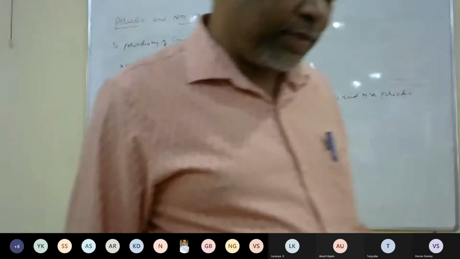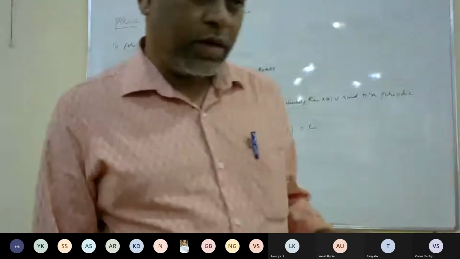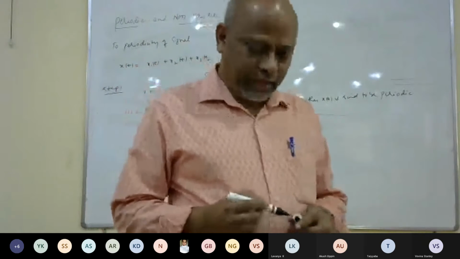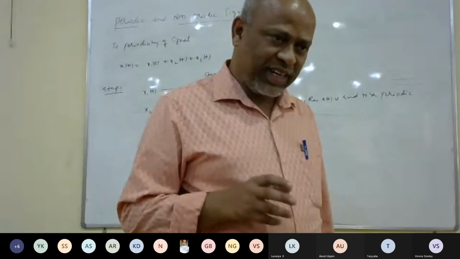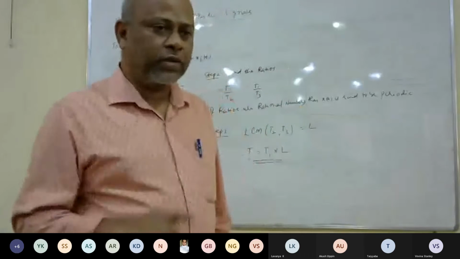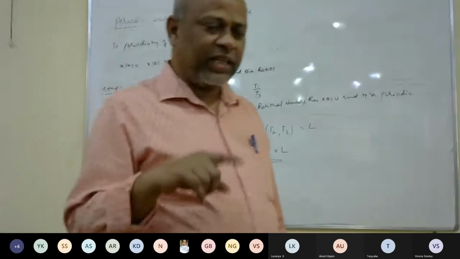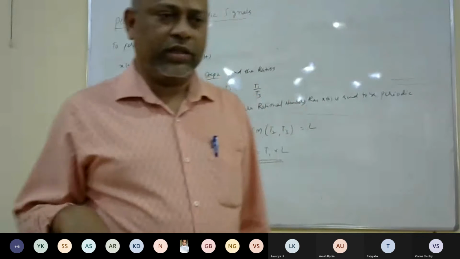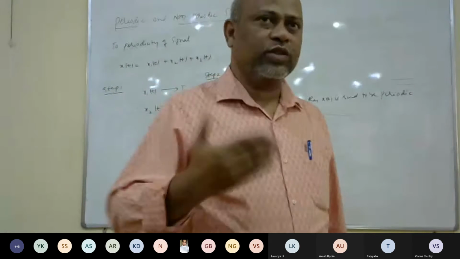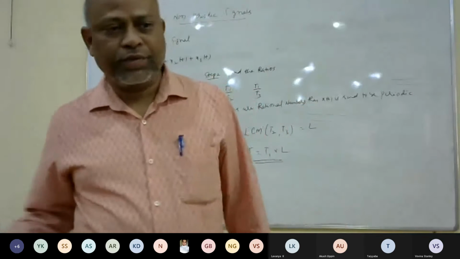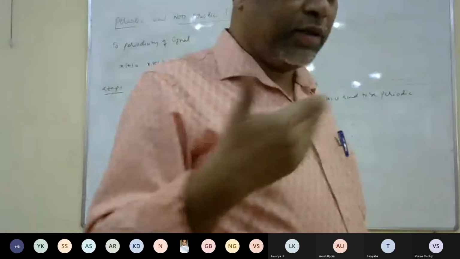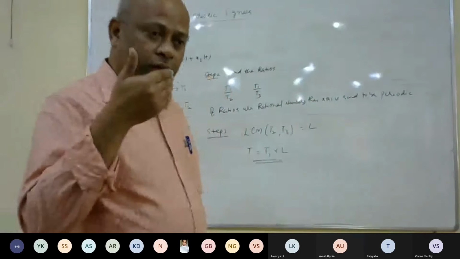Okay, once again, let us repeat the steps. If the signal is a composition of more than one signal, then what should we do? Step number one, calculate the fundamental periods of the individual signals. If the signal is a composition of three signals, x1, x2, x3, find the fundamental periods of x1 of t, x2 of t, and x3 of t. That is T1, T2, T3. That is step number one.